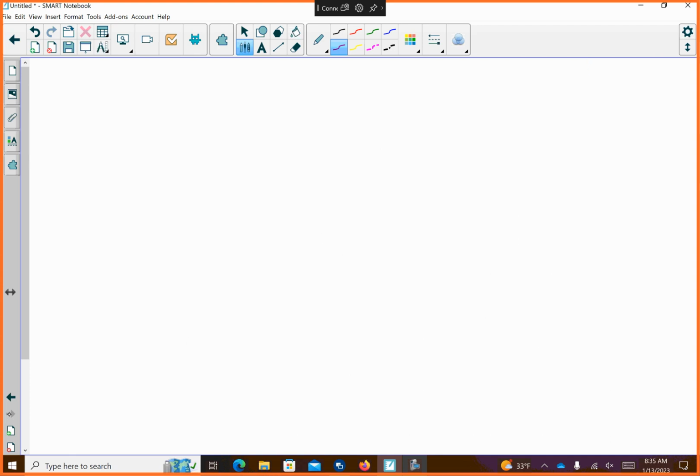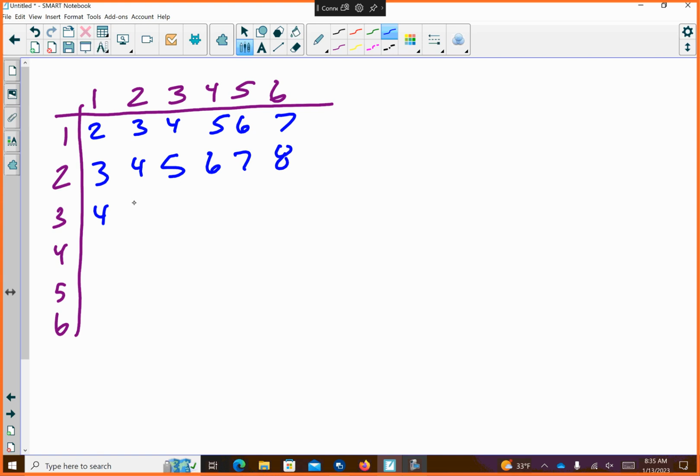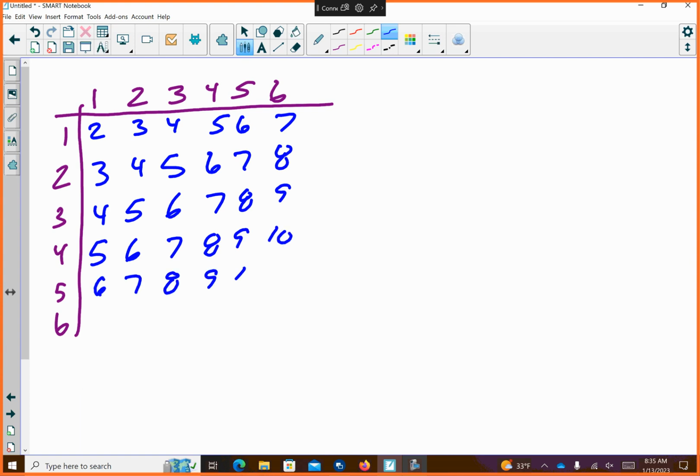So the dice one, I think, if you draw the number grid out, it's easier to see because you can start counting. 2, 3, 4, 5, 6, 7. 3, 4, 5, 6, 7, 8. 4, 5, 6, 7, 8, 9. 5, 6, 7, 8, 9, 10. 6, 7, 8, 9, 10, 11. And then 7, 8, 9, 10, 11, 12.